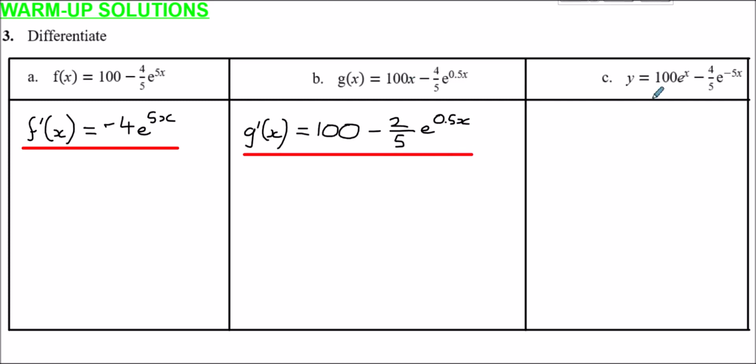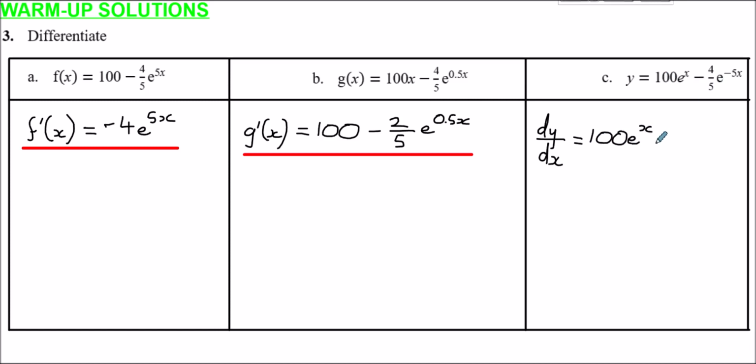The last one, part C, y equals 100 e to the x minus 4/5 e to the minus 5x. So here, dy by dx, the first term stays precisely as it is. That does not change at all. From last lesson, where we differentiate something with a constant at the front, k e to the x, that would stay exactly the same as itself. So we get 100 e to the x.